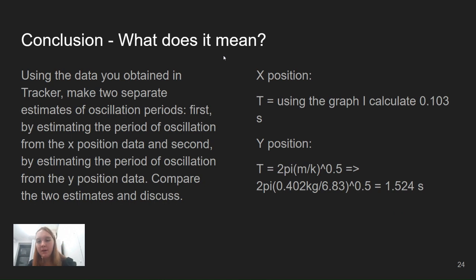And then for my y position, I used the time oscillation equation, which comes from Newton's second law, and I was able to come up with 1.524 seconds, which I double checked with one of the videos that we used, and it was the same as the one in the video.